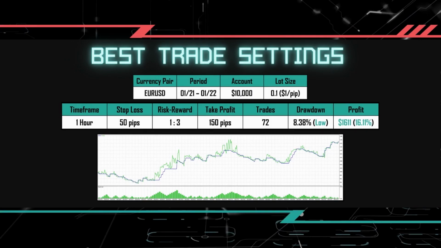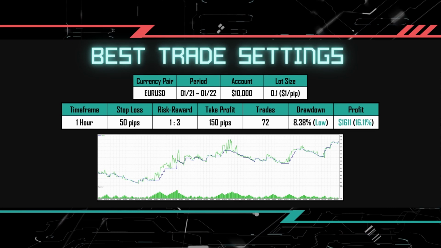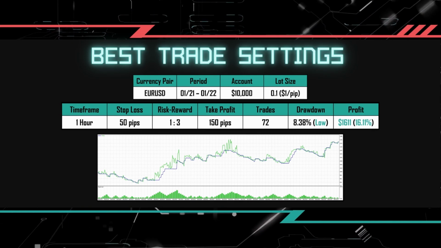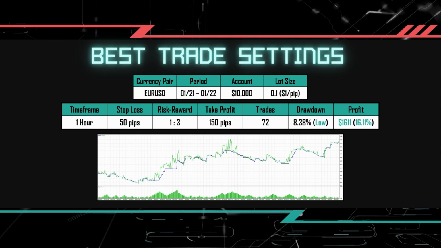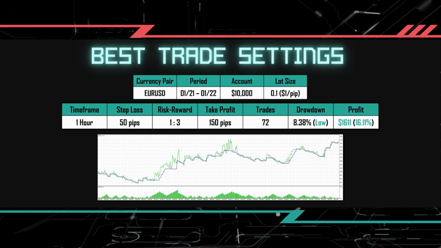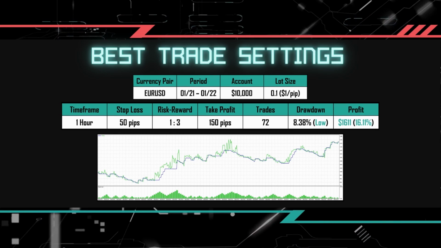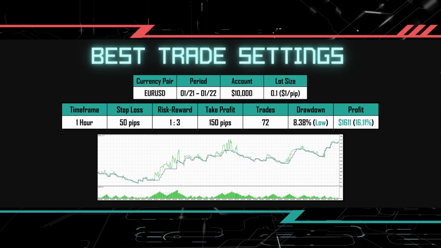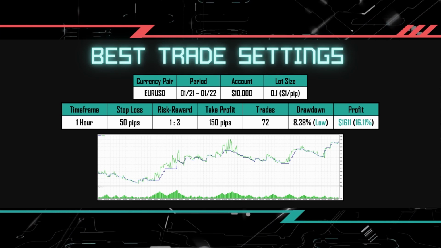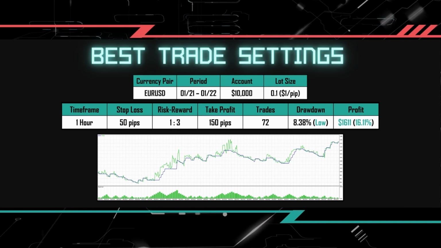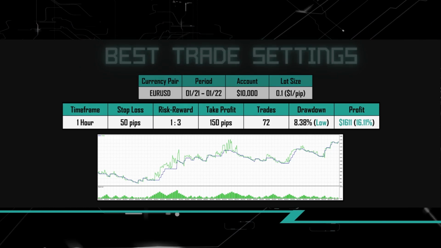This result was achieved using the 1-hour time frame on Euro USD, stop loss level at 50 pips, risk to reward ratio at 1:3, which means take profit is at 150 pips. There were a total of 72 trades executed in 2021. The maximum drawdown on account was low, sitting at only 8.38%. This strategy was able to earn a total of 1,611 pips in 2021. Looking at the equity chart, we can see that this strategy was having a consistent profit throughout the year.